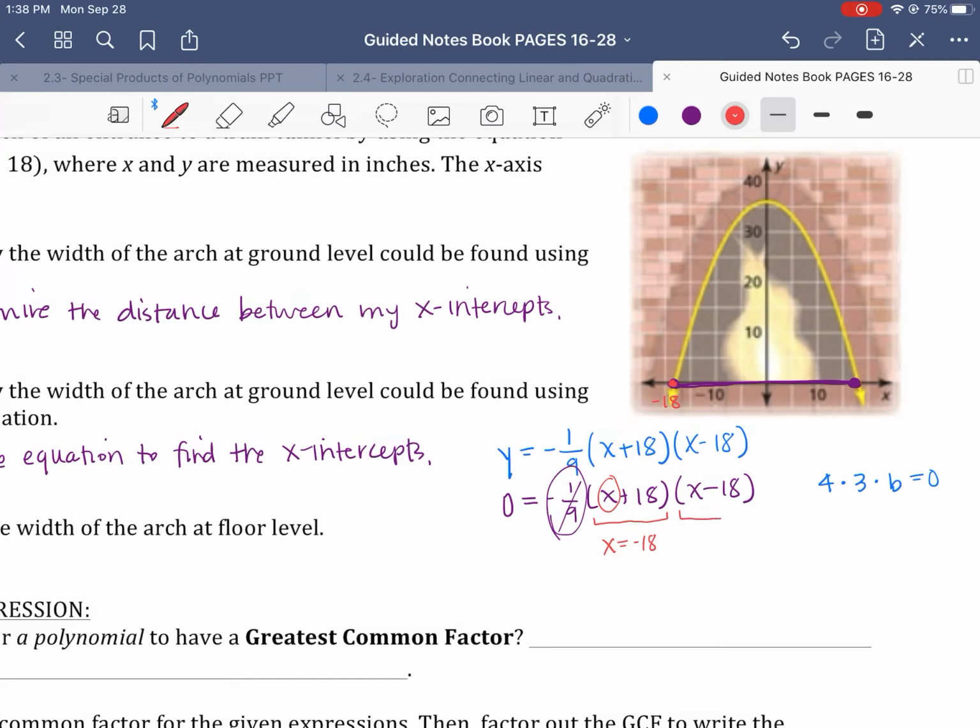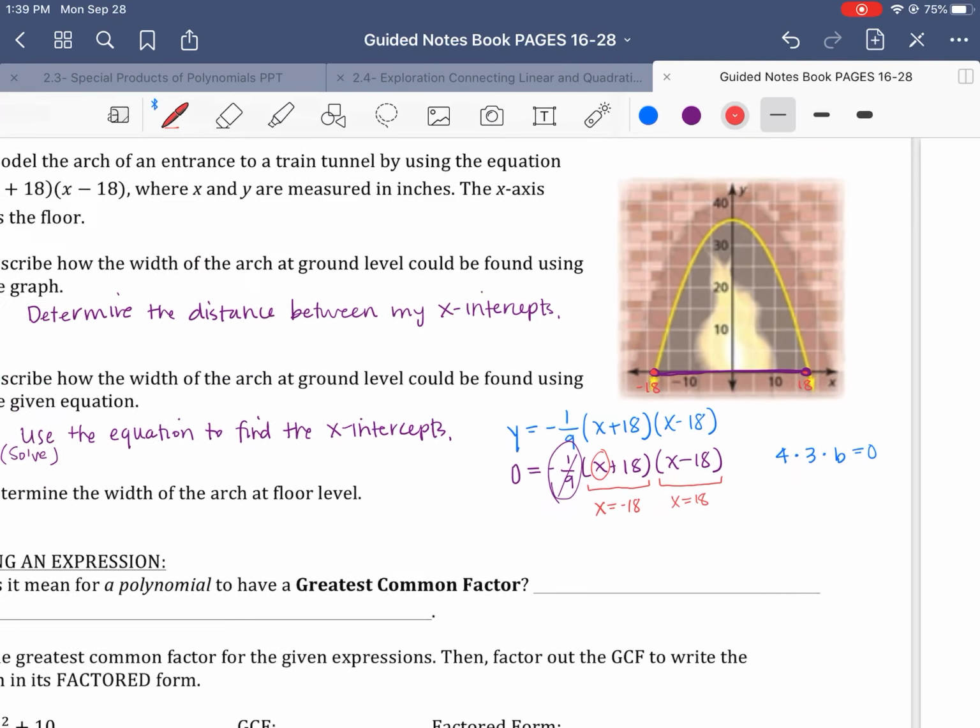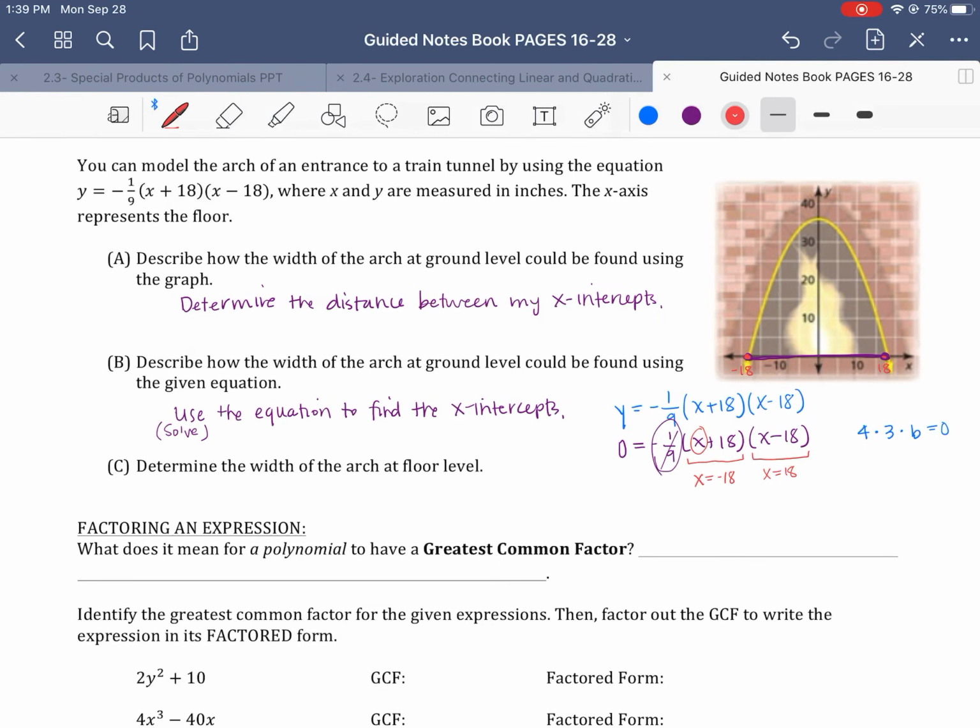Using that same logic, this positive piece, we've got x minus 18. If I put a positive 18 in that one, that would give me this positive x-intercept over here. So once we know it's crossing at 18 and negative 18, then we can find the width of that arch. Now we're talking distance, so even though it's negative 18, let's use the absolute value bars because we want the distance, plus the other x-intercept. So if we add those, we end up getting 36 inches.